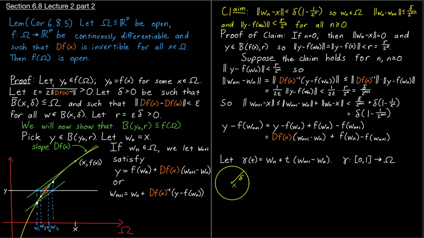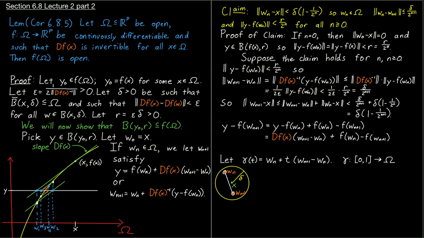And we've just worked out that Wn and Wn plus 1 are both in this ball. Then gamma of 0 is Wn, and gamma of 1 is Wn plus 1, and gamma of 0, 1 is this straight line. So this straight line is certainly in the ball, so it's contained in omega. So in particular, f of gamma of t exists for all t between 0 and 1.